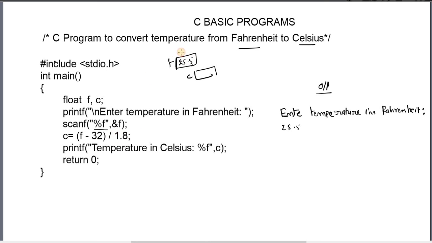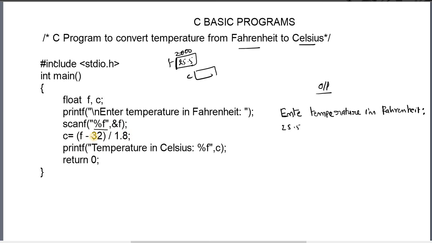Every location has an address. That address we have to give here. This operator will give the address. If you write it like this, the address of F, it means you assume that the F address is there, because that operator will give the address.